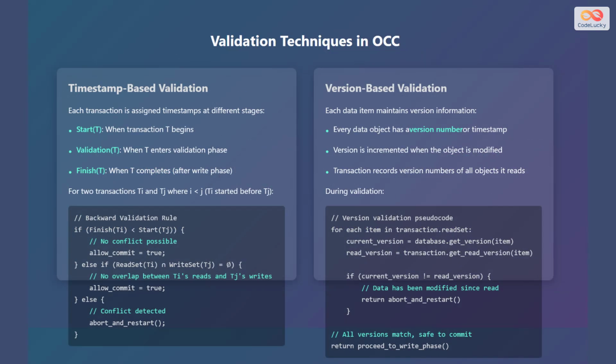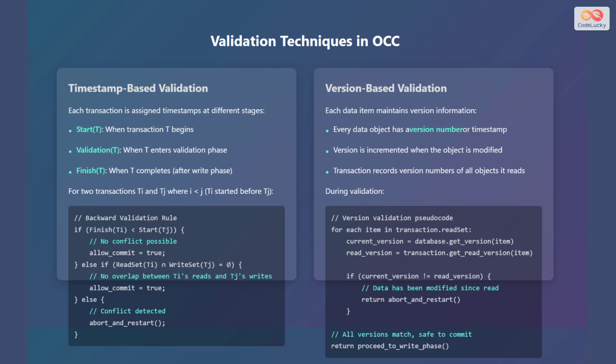Let us now explore the validation techniques used in optimistic concurrency control. One common technique is timestamp-based validation. Each transaction is assigned timestamps at different stages: start of T when transaction T begins, validation of T when T enters the validation phase, and finish of T when T completes after the write phase.